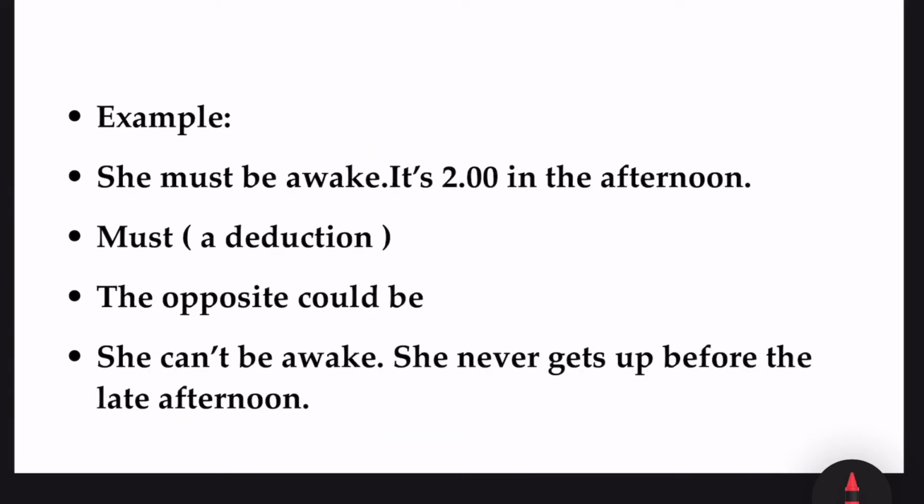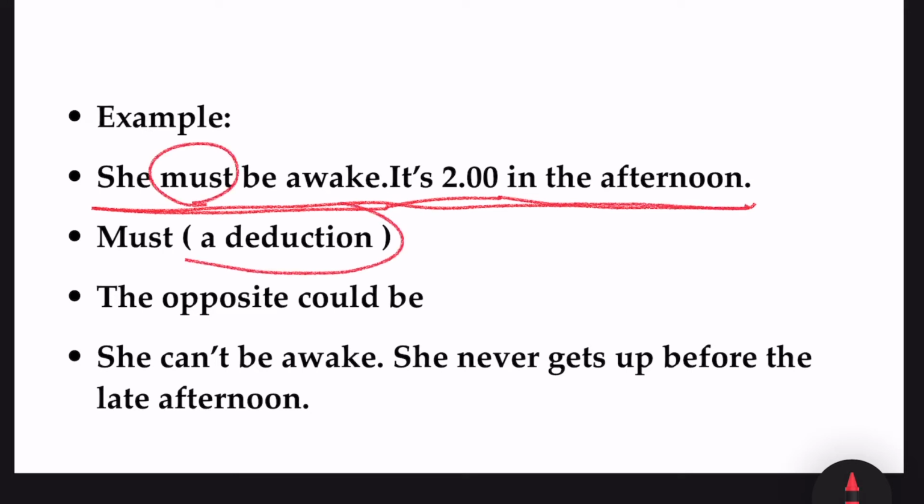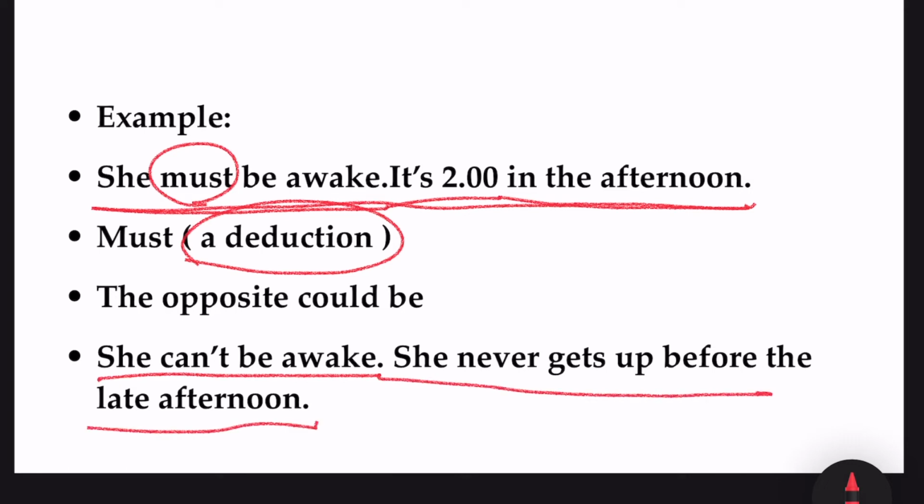And next example, she must be awake. It's 2 in the afternoon. Here we have used must to make deduction. The opposite for this sentence could be, she can't be awake. She never gets up before the late afternoon.